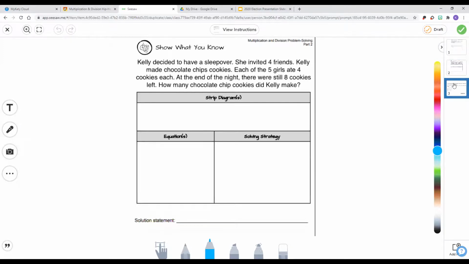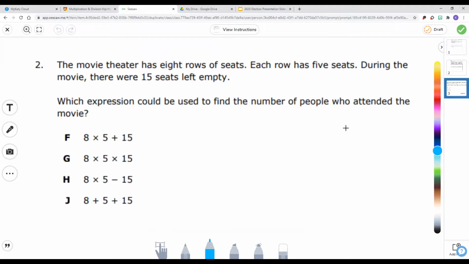Okay. And then the last one is just a quick little answer choice question. You're going to read the question, and then tell me which expression could be used to find the number of people who attended the movie. So would you multiply? Would you divide? And then what would you do next? I can already tell you one of the answer choices is wrong. Can y'all tell me which answer choice is wrong, just from looking at the answer choices? We know we have to multiply at some point. So which one of those is wrong?